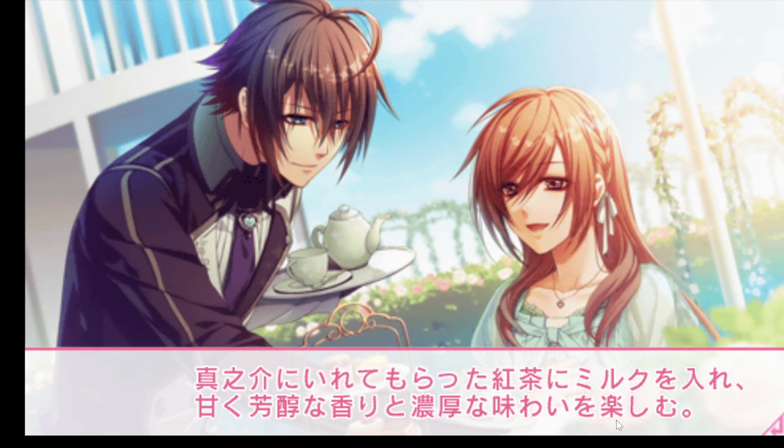Tanoshimu. Okay. So Shinosuke ni irete. The black tea that I got from Shinosuke ni miruku. Sorry, first off, I'm gonna look for the word. Like the black tea that I poured milk into that I got from Shinosuke.